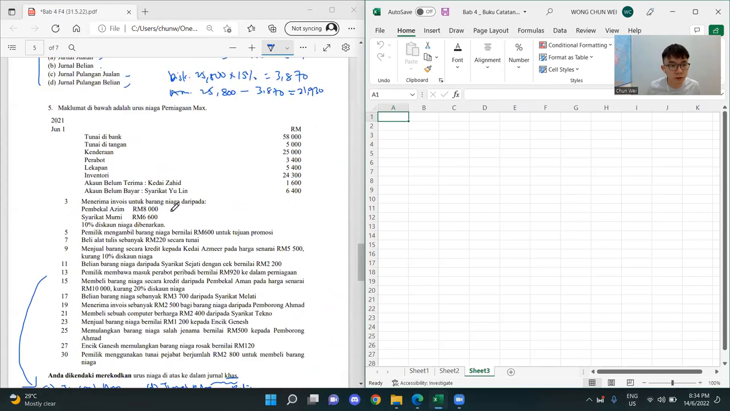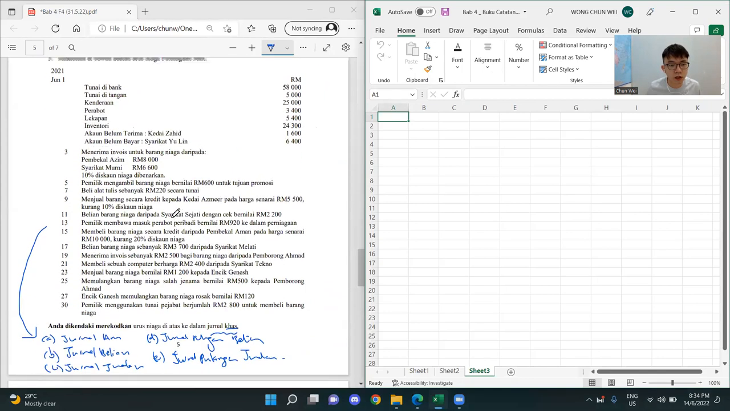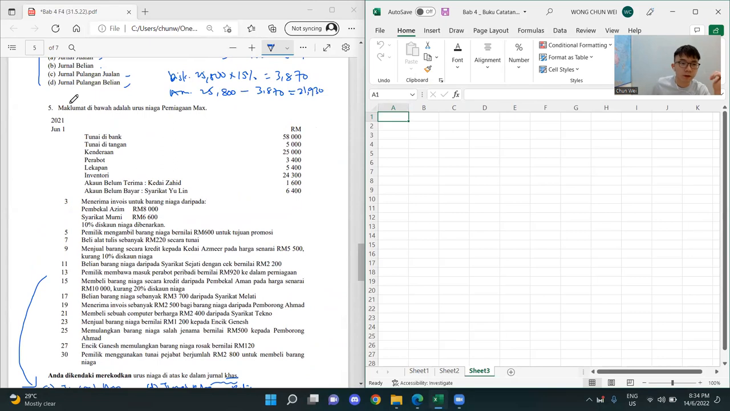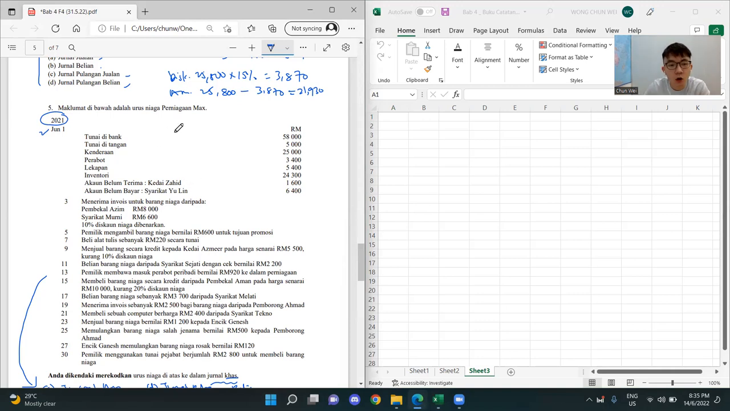Okay, so let's start from the top. Okay, question 5. Maklumat di bawah adalah urus niaga perniagaan Max. Okay, so this is the year 2021. Start with June 1st. So these are all what? These are actually all the baki-baki, or we call it the baki awal. The balance in the beginning of the month, we call it the baki awal.